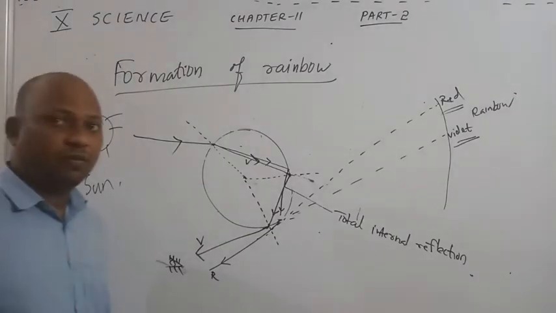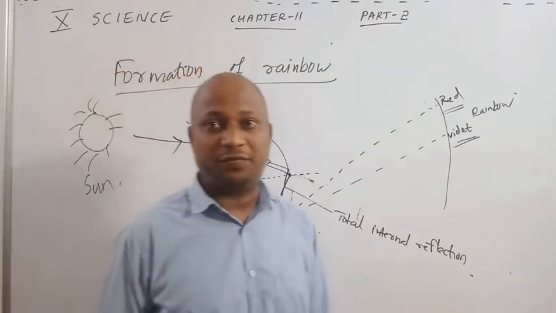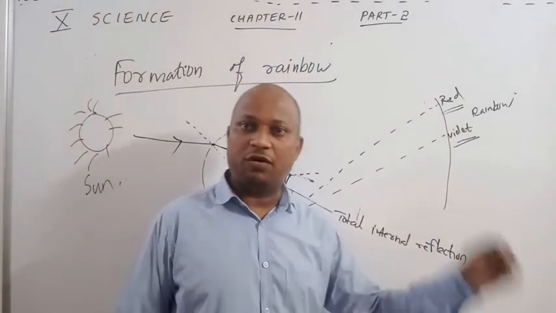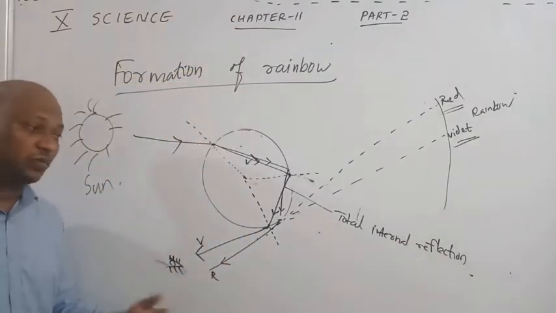So I'm very clear what appears in the upper part of the sky. The upper part of the rainbow is red color. The lower part is violet color. So that is the reason. This is the reason why.